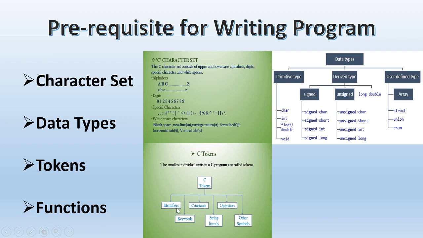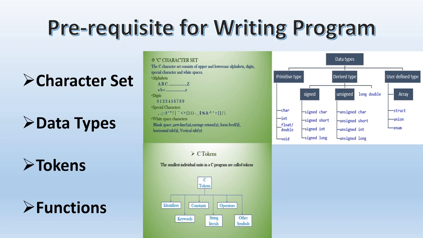Identifiers are basically variables. These are the user-defined name given to the memory location, and their value can change during the program run. Constants, on the other hand, are the tokens whose value cannot be changed during the program. Once they are defined, they retain their value throughout the program.